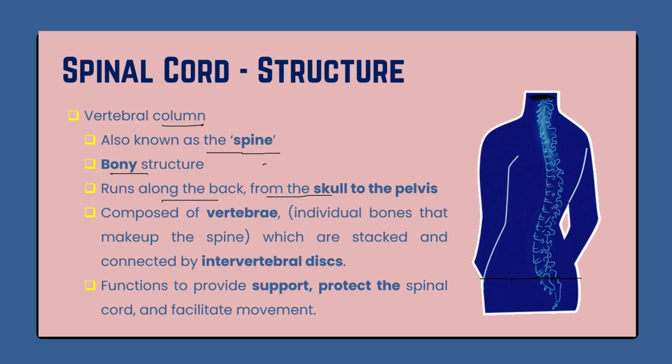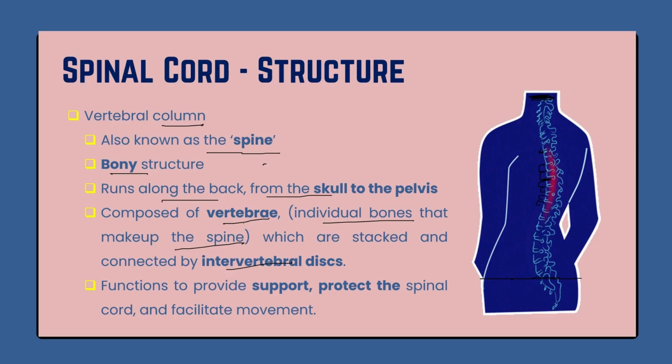And what is a vertebra? Vertebrae are individual bones that make up the spine, and these bones are stacked one on top of the other. Like you can see here, there are all these small bones arranged one on top of the other, and each of these bones is connected to the others by intervertebral discs. Between every two bones you will see an intervertebral disc. So when you hear that someone has a slip disc, this is the disc that is getting slipped, okay?